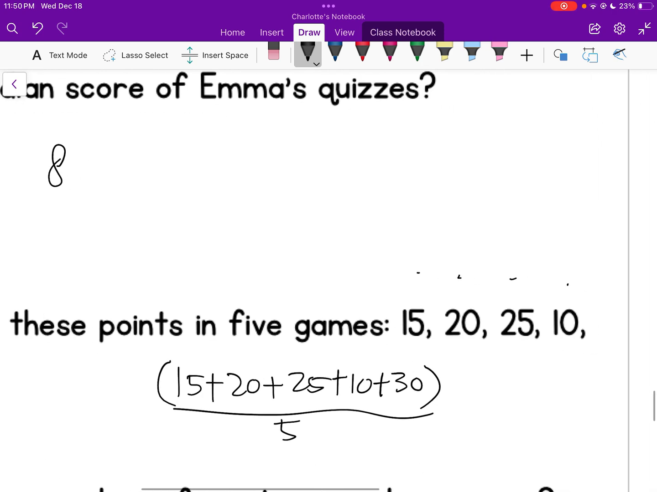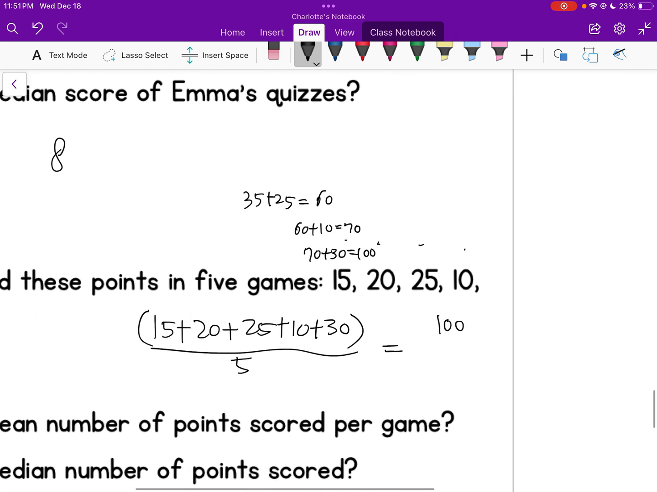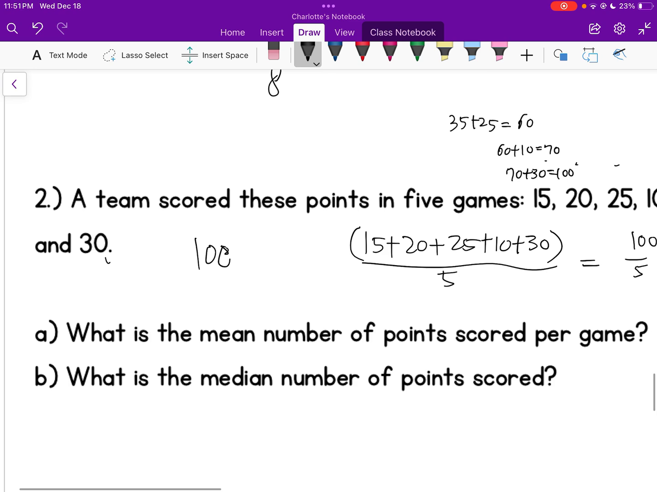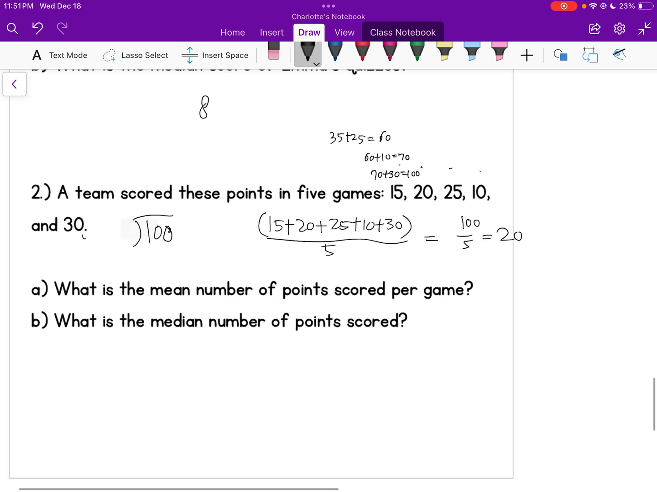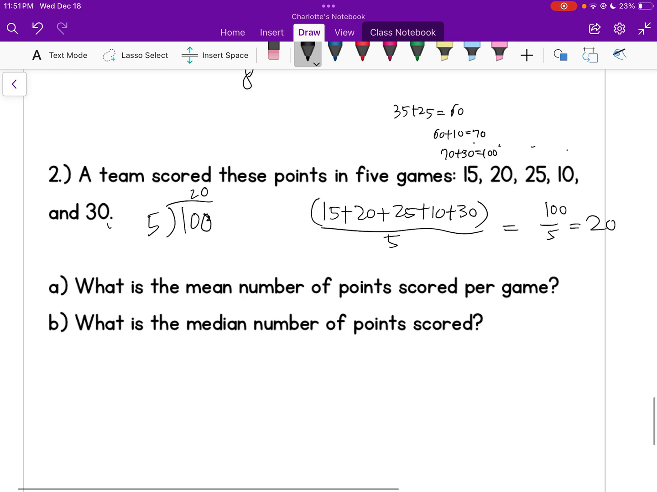So 15 plus 20 is 35. 35 plus 25 is 60. And 60 plus 10 is 70. And 70 plus 30 is 100. So 100 divided by 5 is 20. When you calculate it with division, 5 times 2 is 10, and you just apply the 0 again because 5 times 0 is 0.